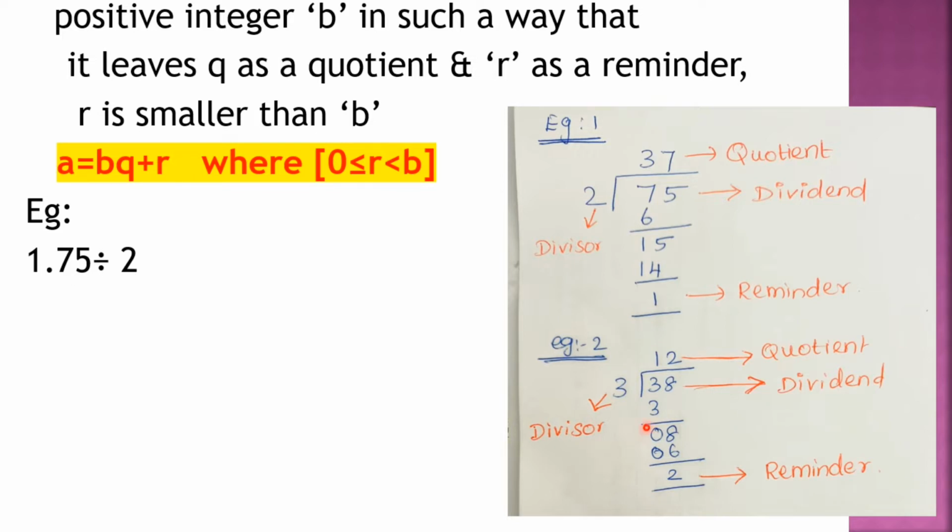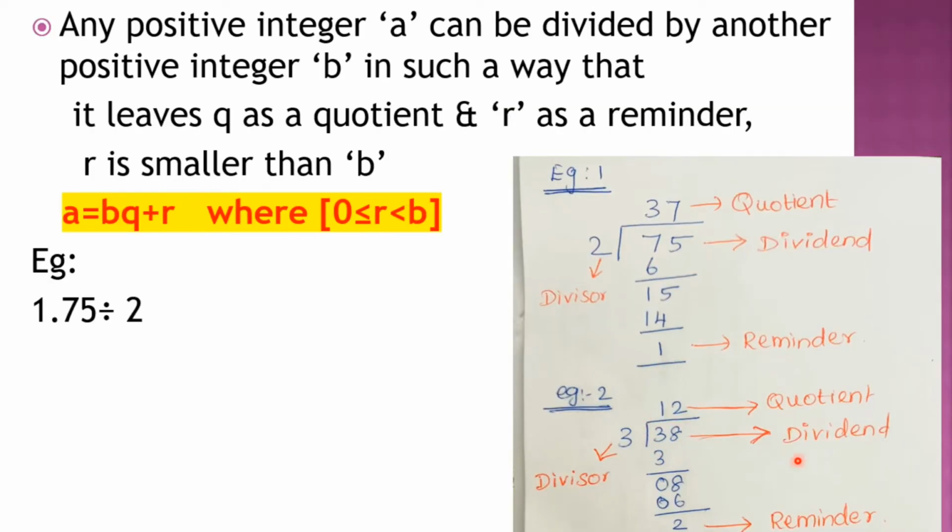I can give one more example. 38 divided by 3. After dividing 38 by 3, we will get 12 as the answer and 2 as the balance. This 38 is the dividend, 3 is the divisor, 12 is the quotient and 2 is the remainder. Now let us move into our theoretical part.